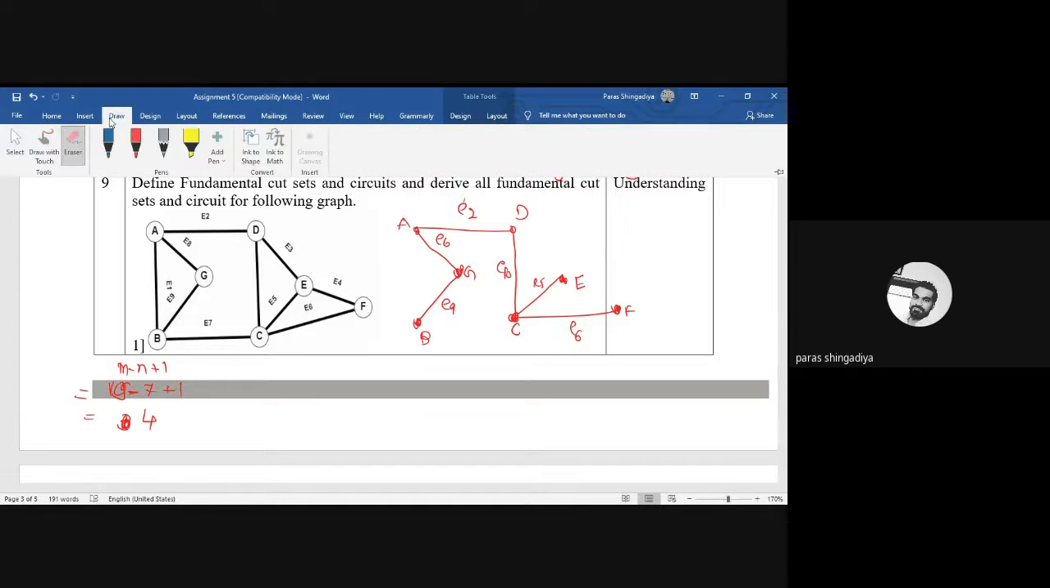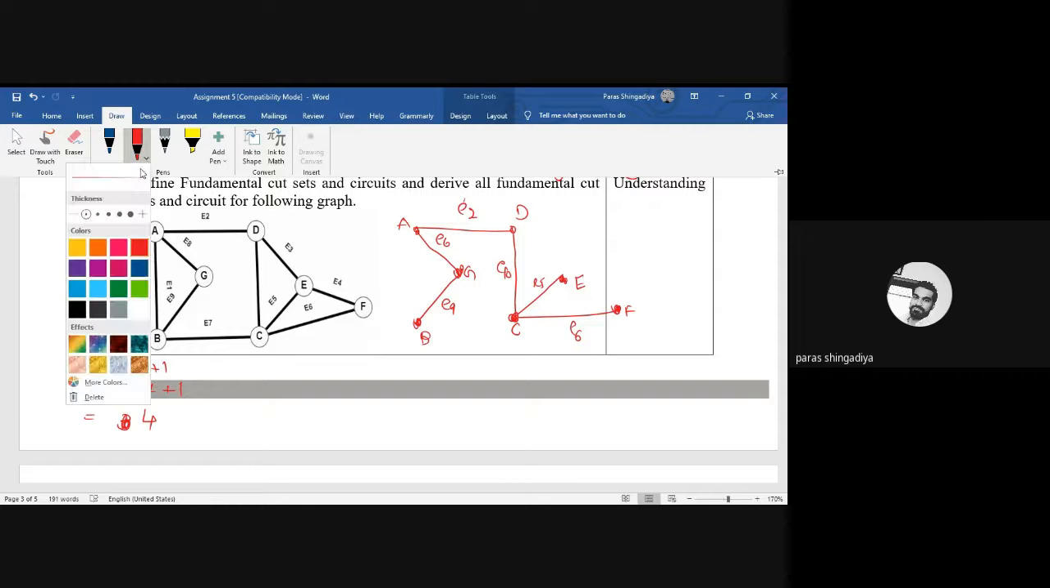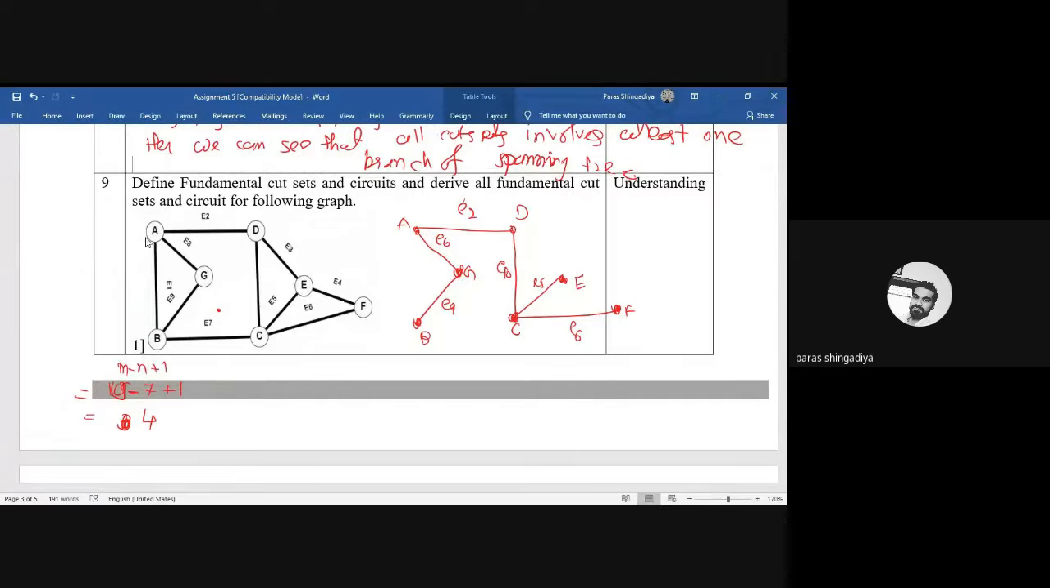Okay, to this graph, which is my spanning tree? That is E9, E8, E2, E10, E5, and E6. Clear? And now you can easily check that this black shaded line that I have deleted, okay, I have removed from the graph. So red line here, that is my spanning tree.